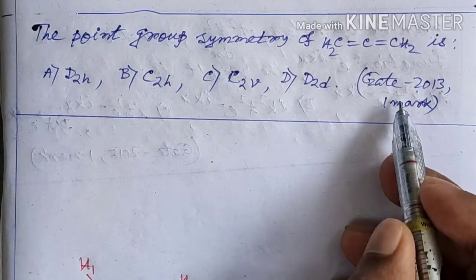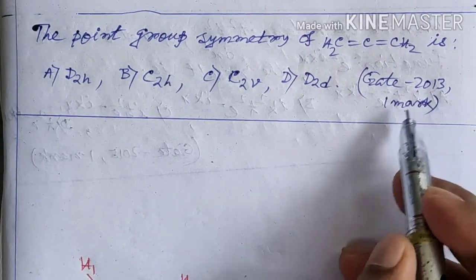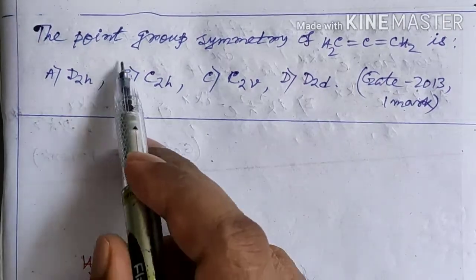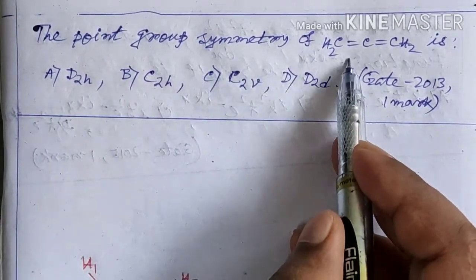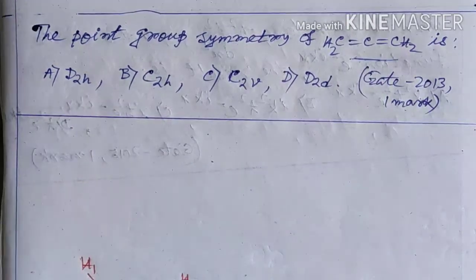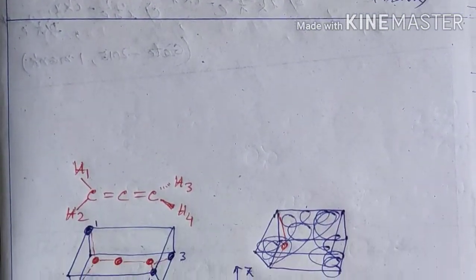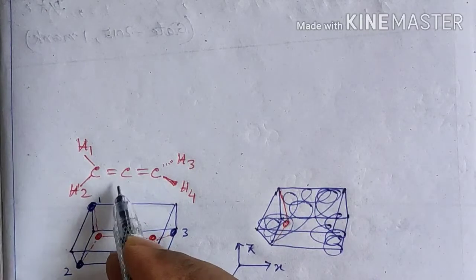The first question was asked in GATE 2013 for 1 mark. It asks: the point group symmetry of allene is among these four, which one? Now the structure of allene is like this.